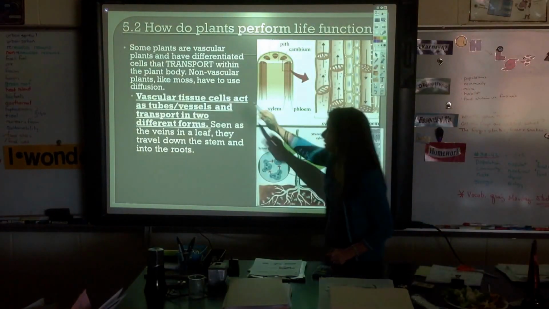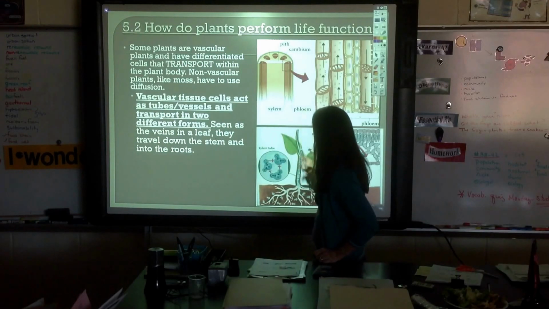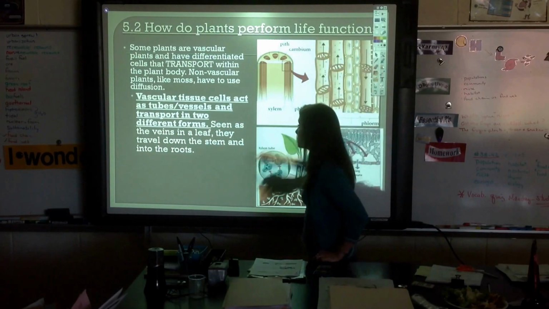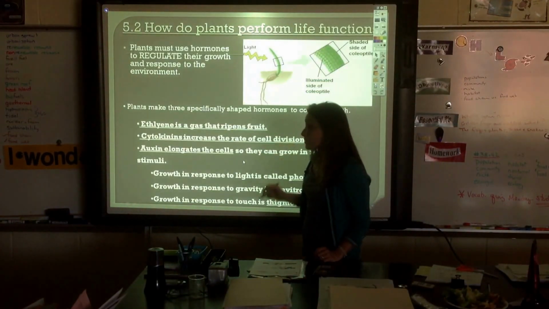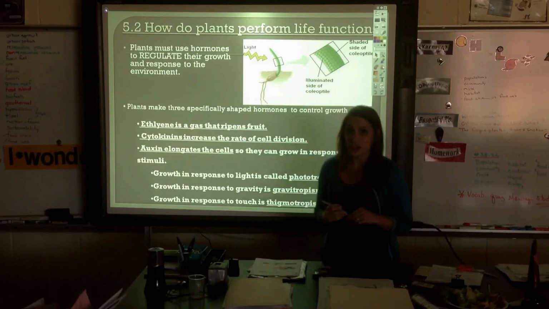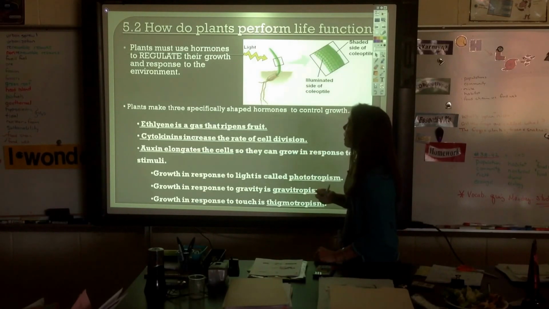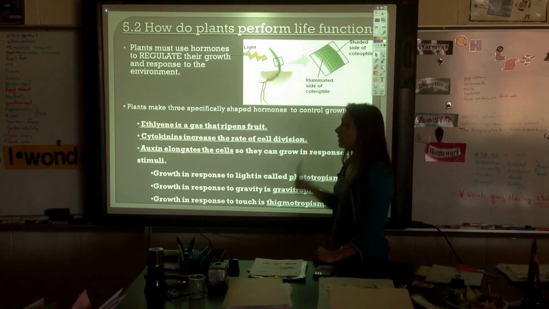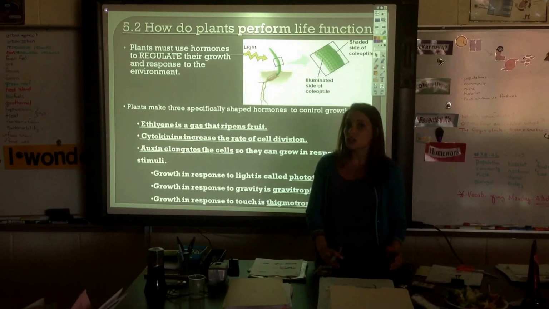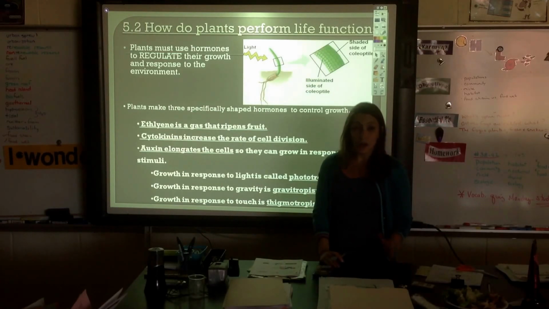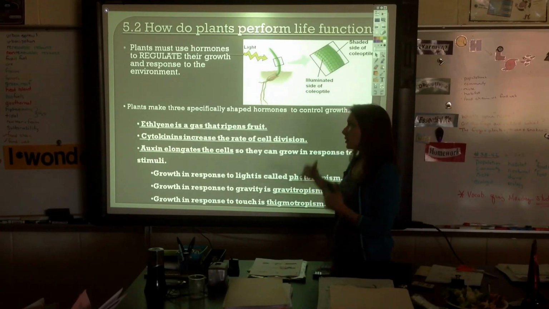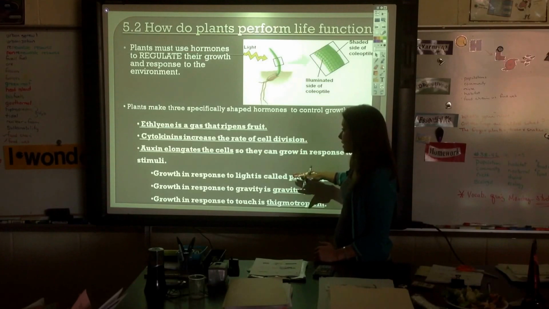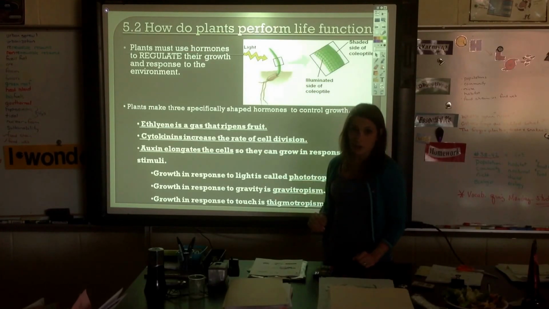We talked about vascular tissue, these tubes or vessels that can move water up and food down. We talked about stomata, tiny little holes that will allow gas exchange. And today we're going to talk about how plants perform regulation. Things are going to change in a plant's environment. On a daily basis, the plant has light during the day and dark at night. And so plants need to be able to respond to changes in their environment.